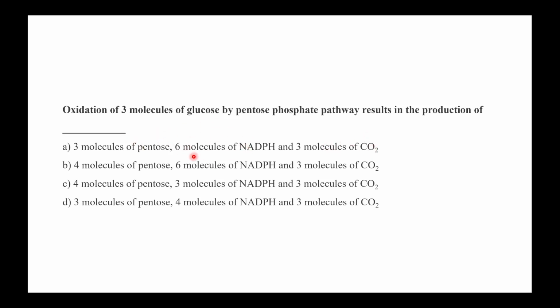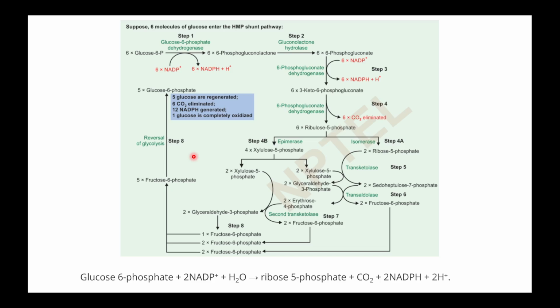Along with that, double the number of NADPH, because from 1 molecule of glucose, we are getting 2 molecules of NADPH. Okay, so 3 molecules of glucose can give 6 molecules of NADPH. So the correct answer is option A. So this is the HMP shunt pathway.